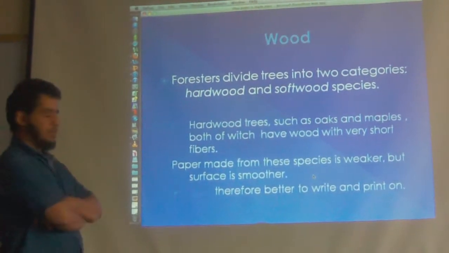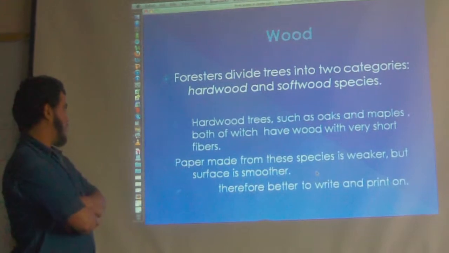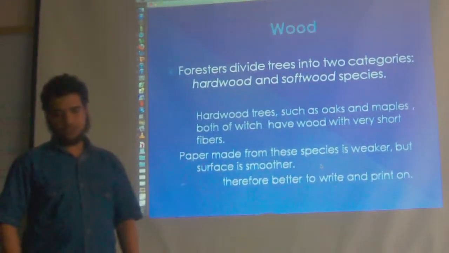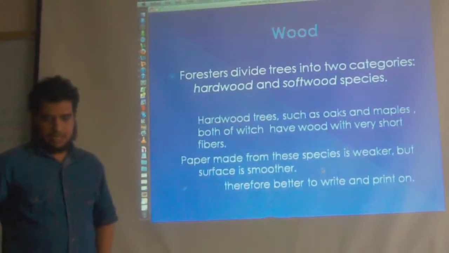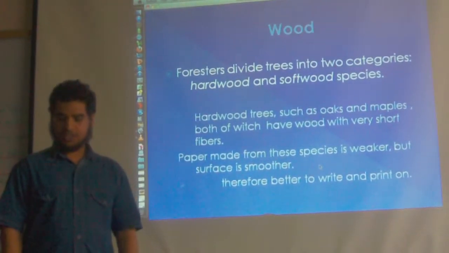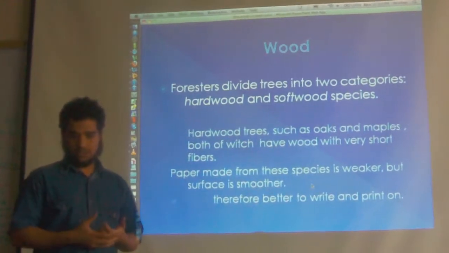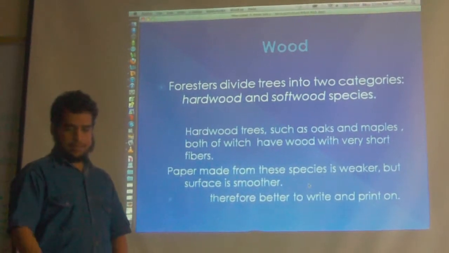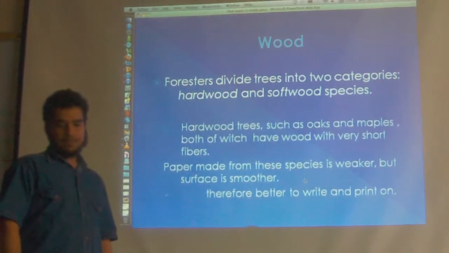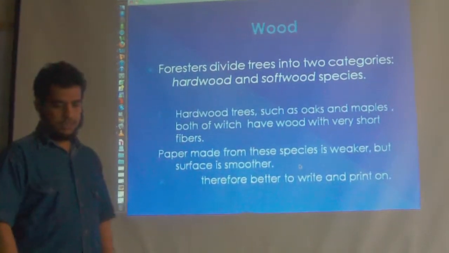The third step: which type of tree is used? We have two different types of wood. The first one is called hardwood, and the second one is called softwood. Hardwood trees, such as oaks and maples, have wood with fairly short fibers. What are the advantages and disadvantages of this type of wood? The paper made from this species is weaker, but the surface is smoother, so it's better to write and print on, and that is what we use in our paper today.